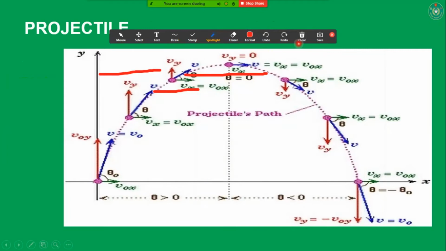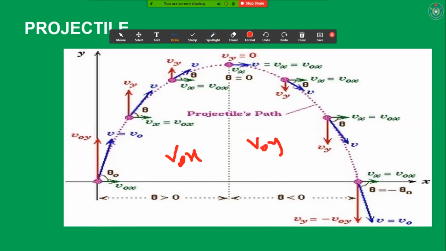Okay, let's see this graph. It is very similar to my short video. Here you are throwing a ball or some type of body with some velocity, and this velocity is called initial velocity. It is being resolved into two components, along the x-axis and y-axis. That's why it is called v naught x and v naught y.